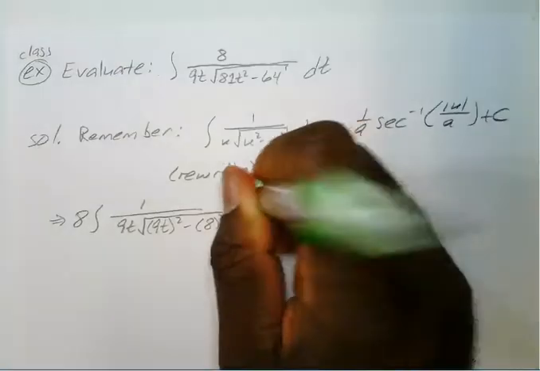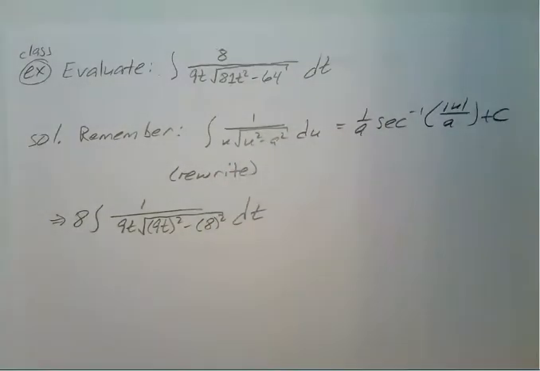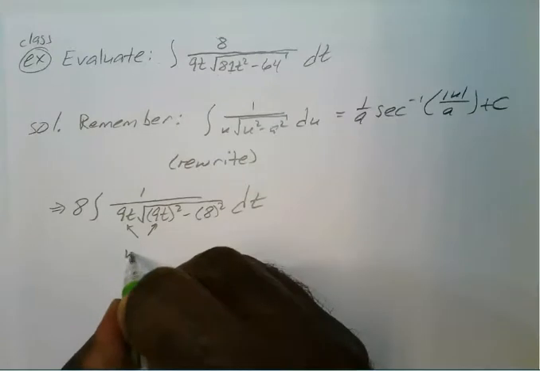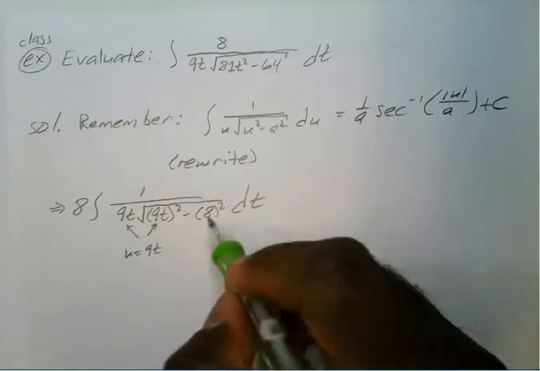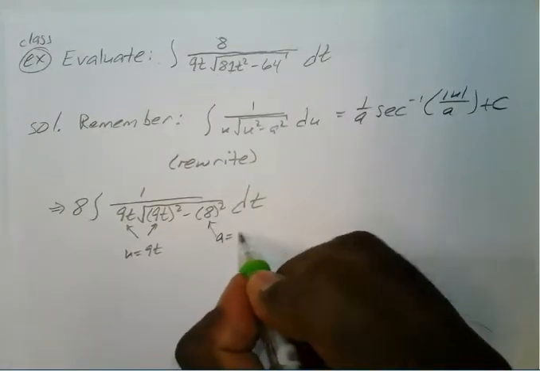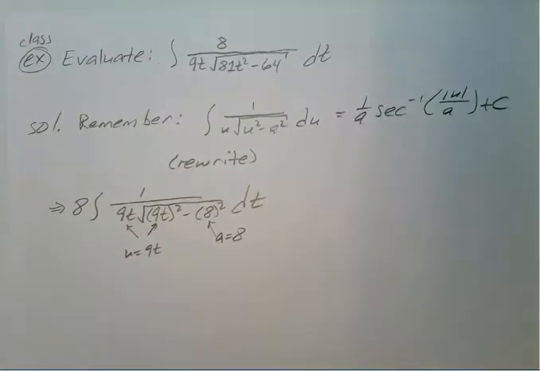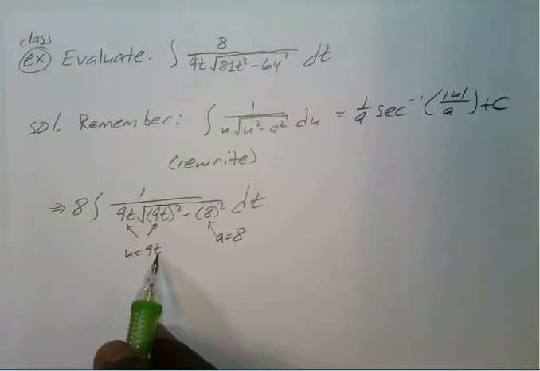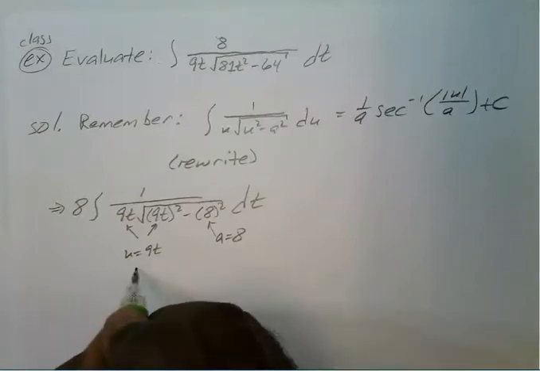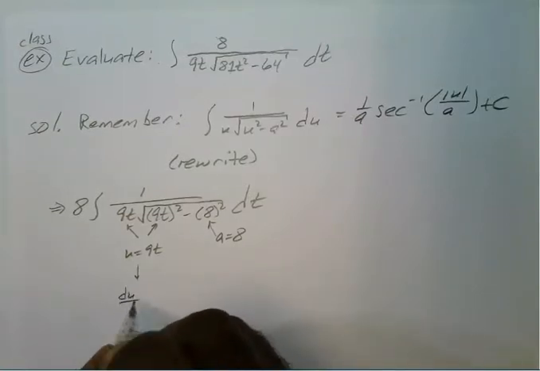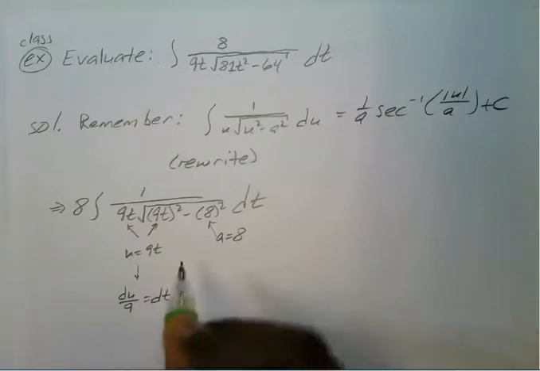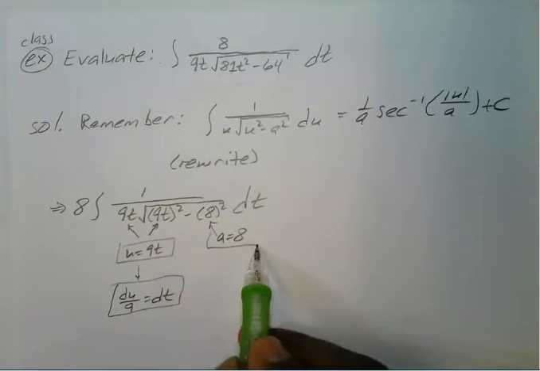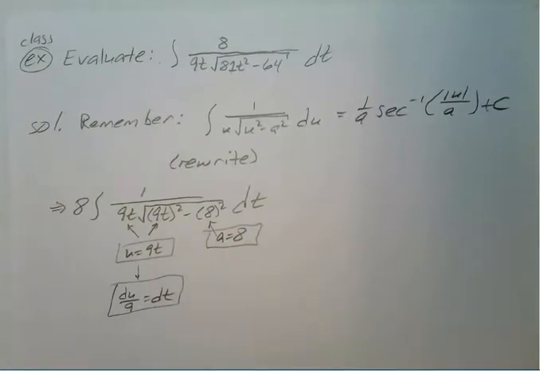Let me clean that t up a little bit. There we go. Okay, so you see here, our u is equal to 9t, and our a is equal to 8. So if our u is 9t, our du will equal 9 dt. Divide both sides by 9. Du over 9 is equal to your dt. And once again, we have everything we need to move forward.